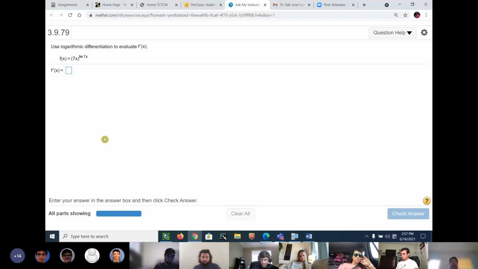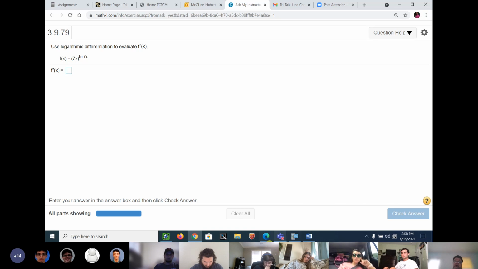Write this one down. F of x is equal to 7x raised to the natural log of 7x power. Now read the directions. Does the direction say find the derivative, or does it say use logarithmic differentiation to evaluate? It says logarithmic differentiation. What is logarithmic differentiation?